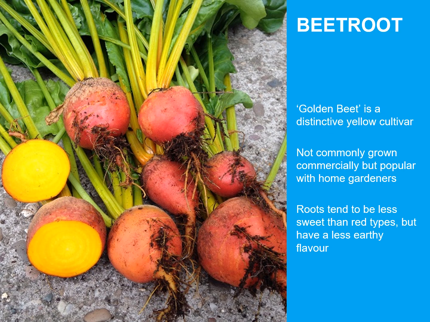Next we have Golden Beet, which has this distinctive golden yellow colour, as I mentioned, which is created by beta-xanthins in the flesh. It's not commonly grown commercially, but it's popular with home gardeners and people who own allotments. The roots tend to be less sweet than red and purple types, but it also has a less powerful earthy flavour.